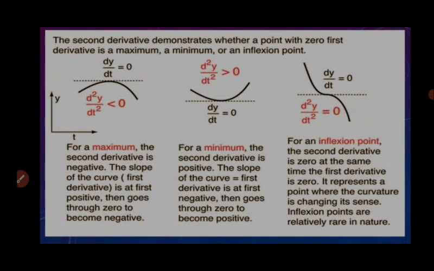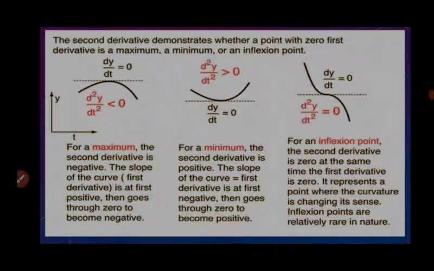The second derivative demonstrates whether a point with 0 first derivative is a maximum, minimum, or an inflection point. So you can see the first one is maximum, the second one is minimum, and the third one is an inflection point, meaning it is changing.